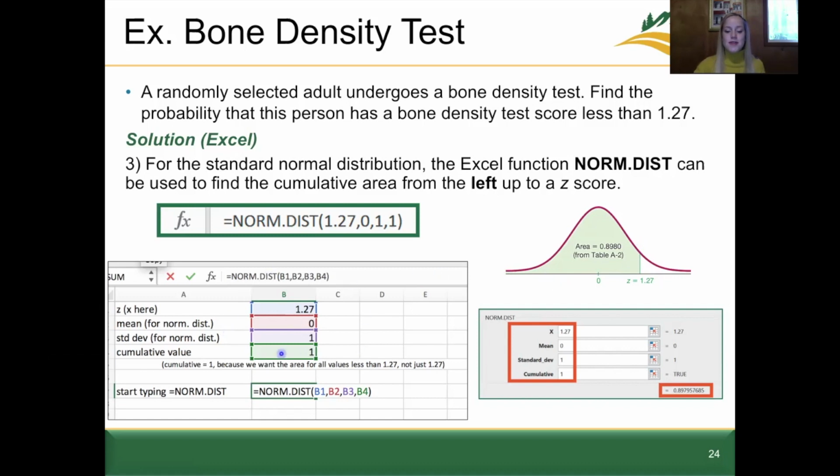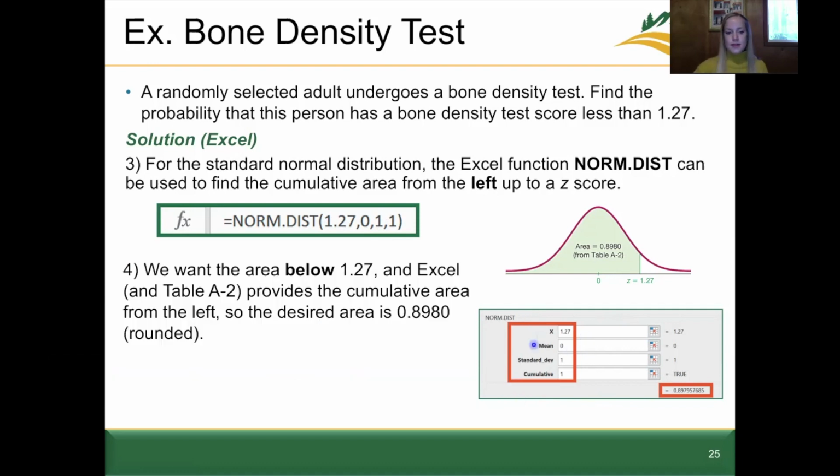You don't have to set up a table like this. You can also just type these numbers in. So equal sign to start a function, NORM.DIST, open parentheses, 1.27 for our x or our z value, comma, 0 for the mean, comma, 1 for the standard deviation, comma, 1 for the cumulative value. I like doing these formulas in the cells themselves. You can also prompt for this function box to pop up and then type in your values this way.